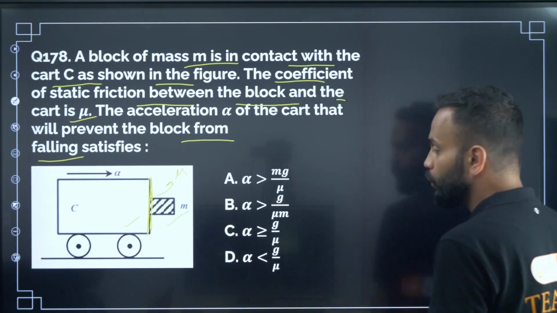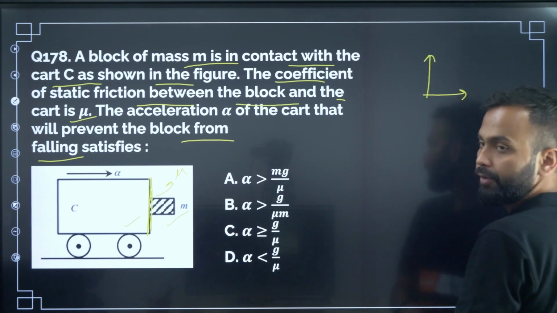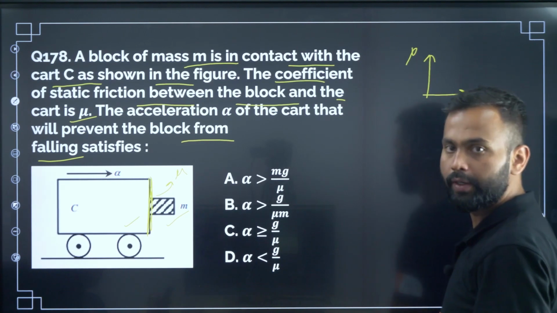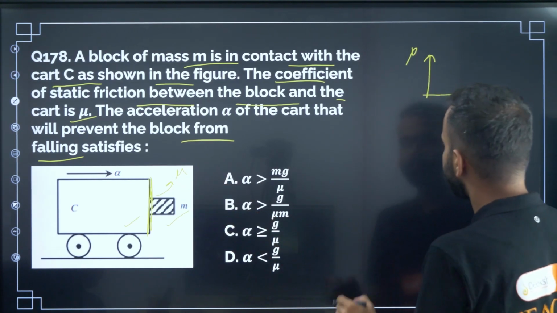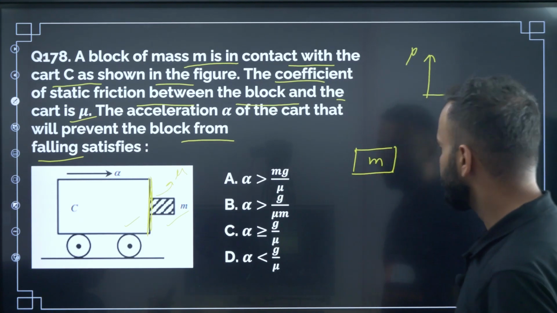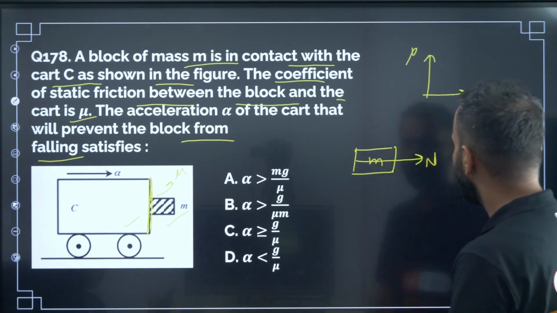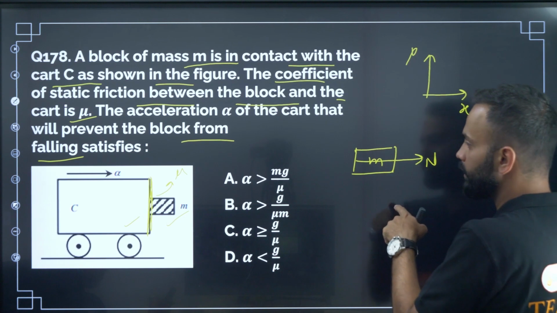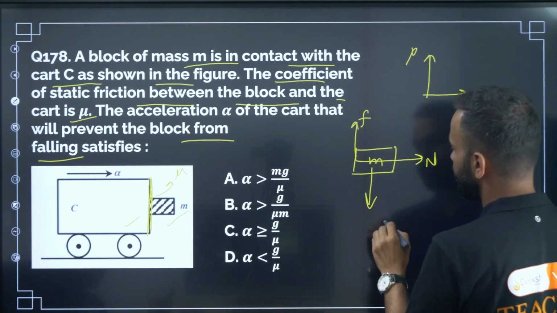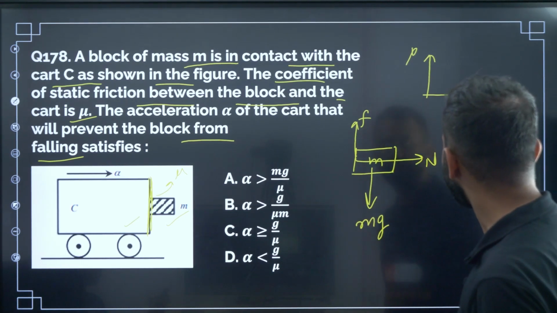So how do you draw the free body diagram? First, draw the frame of reference. So now this is my frame of reference, y and x. Next, isolate the body M. Then draw contact and non-contact forces, right? N is the contact force, friction is the contact force, and then the gravity mg is the non-contact force, right?